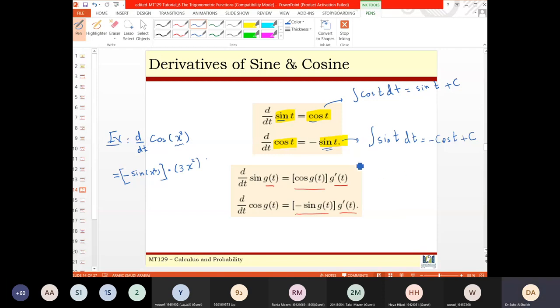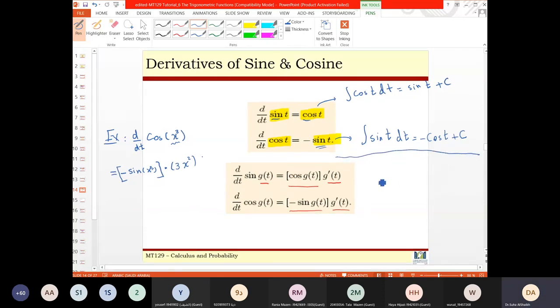Okay, what if the sine had a function inside, for example I have the integration of sine 3t dt. In this case, the integration of sine is minus cosine. Minus cosine 3t, but we divide by the derivative of the function inside. We divide by 3, plus the integration constant.